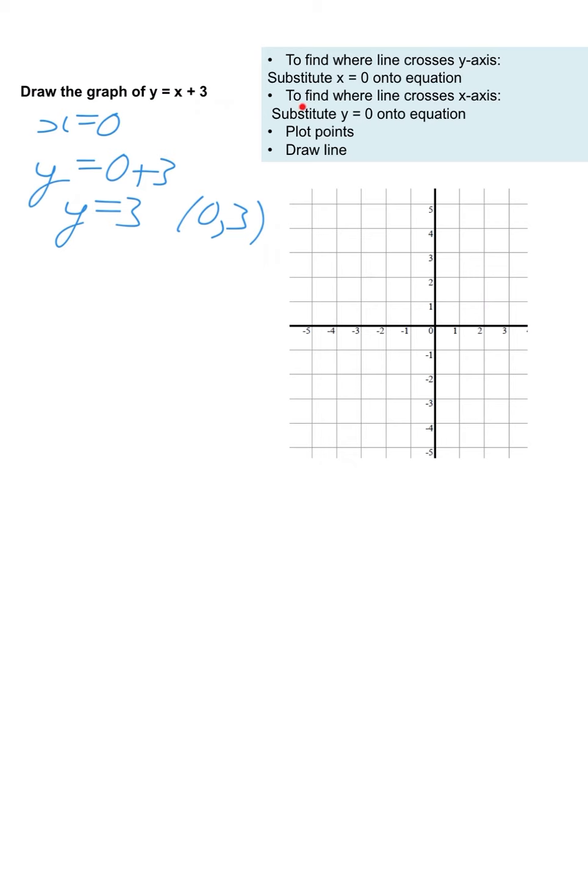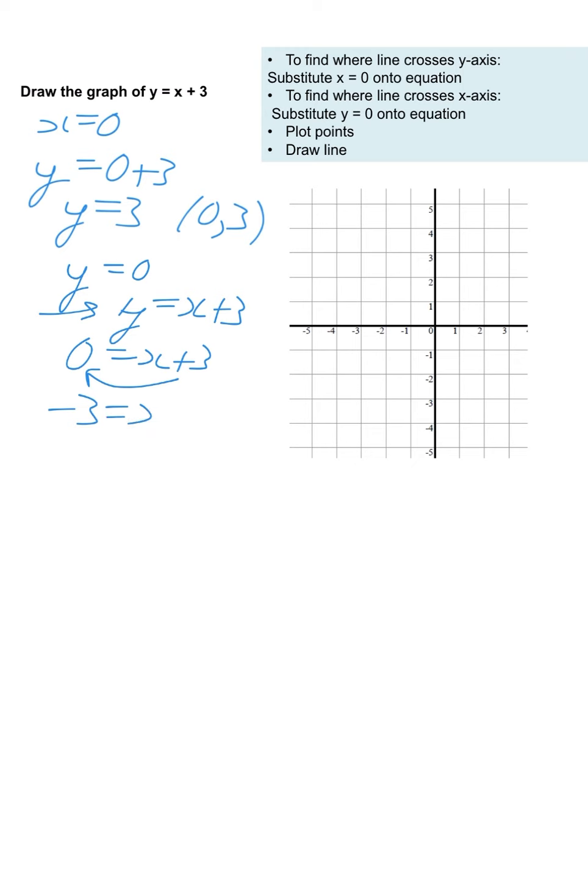Next step, to find where the line crosses the x-axis, we substitute y equals 0 into the equation. So let's do that now, putting y equals 0 into y equals x plus 3. We'll have 0 equals x plus 3. Bring the 3 to the other side, it becomes minus. So minus 3 equals x, and our coordinate is (-3, 0).